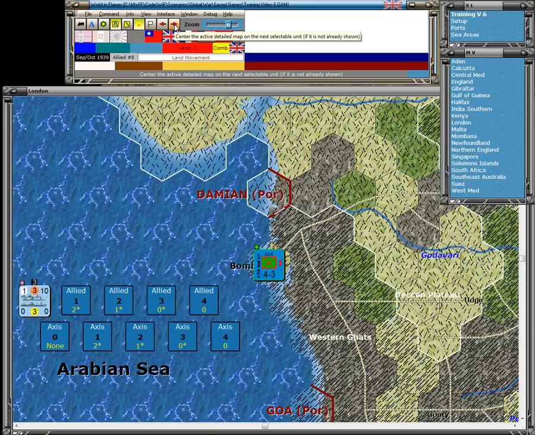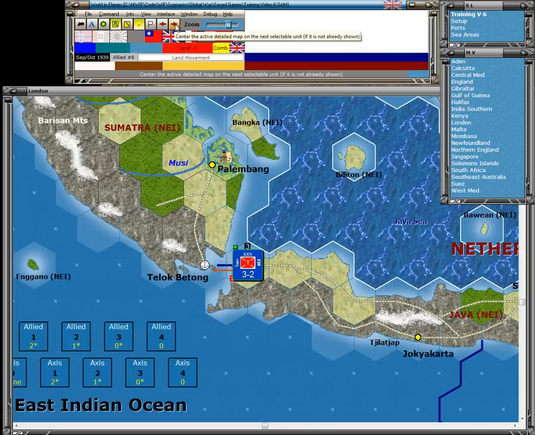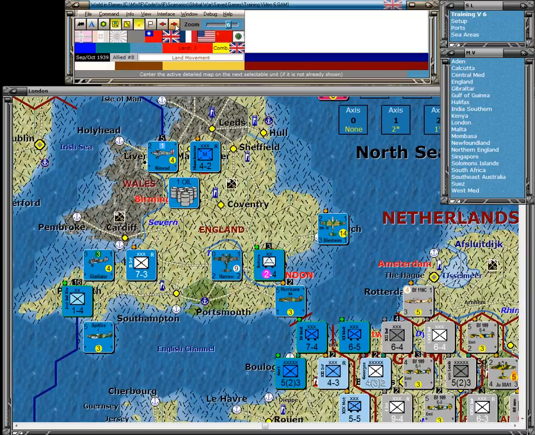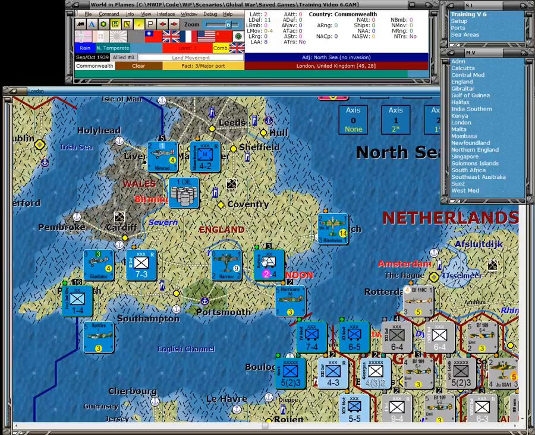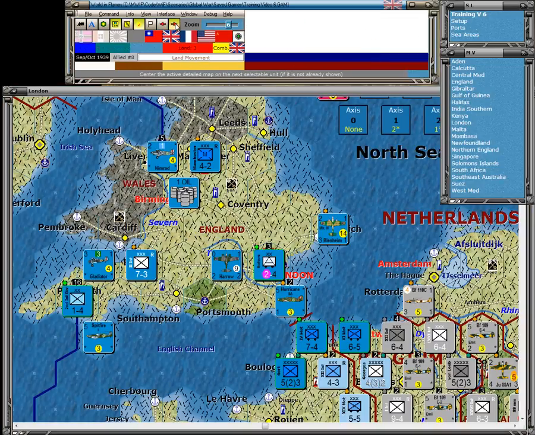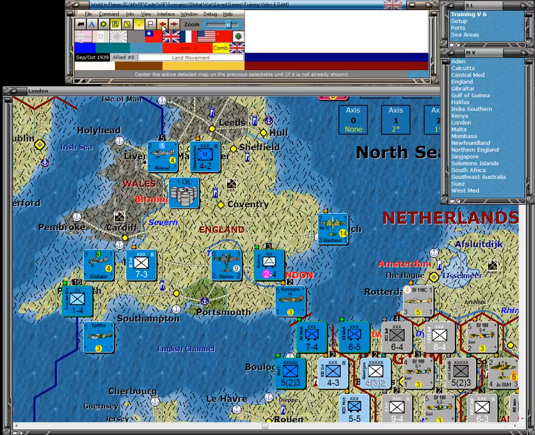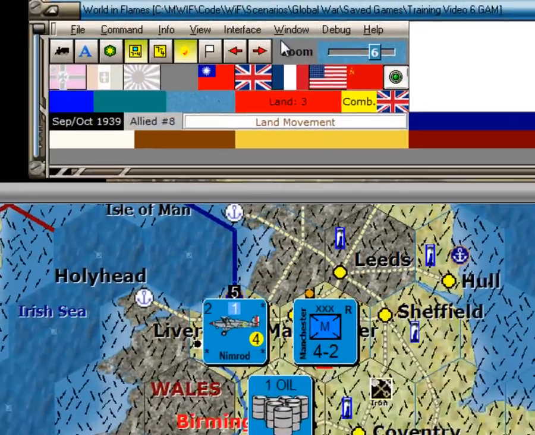We're in Bombay in India. We're in the Netherlands East Indies. The Commonwealth has the Netherlands aligned, so they move the Netherlands units. Here's a unit in Canada, and now we're back to England. And after we go through the English units that are in England proper, we will cycle through these 3 units that are currently in France. The left arrow just takes you backwards and goes through them in the other order.